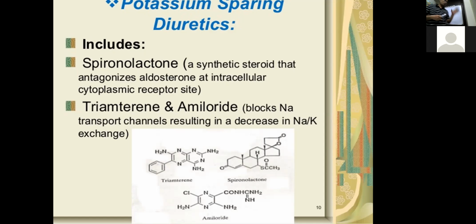So this is the structure of your spironolactone. All the structures are important. They come in your exam for 2 marks. So please read these structures. That's why I've explained each and every structure again. Please remember the structures properly. They are asked in your exams frequently.